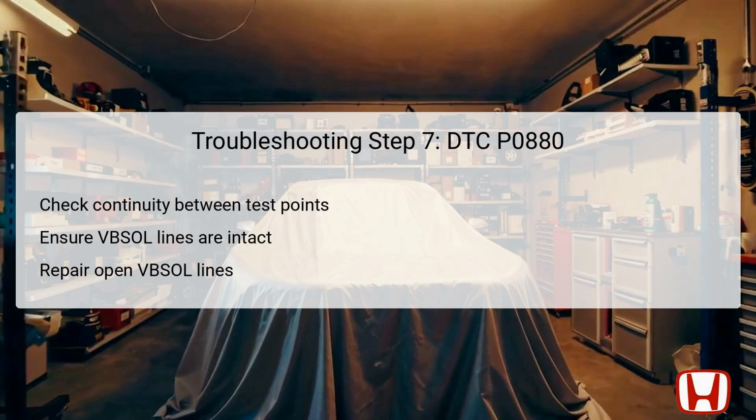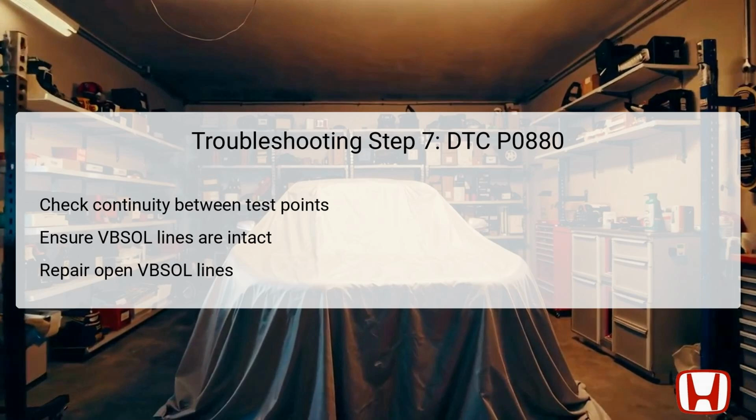Continuing with the diagnostics, the seventh troubleshooting step involves checking continuity between various test points to verify the integrity of the VBSOL and VBSOL-II lines. For this test, the technician will need to ensure the TCM subharness 26P connector and the TCM 58P connector are disconnected while the vehicle is in lock mode.